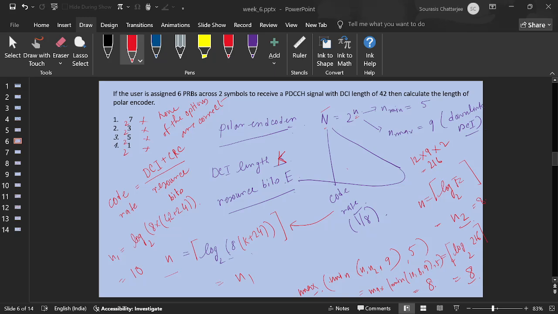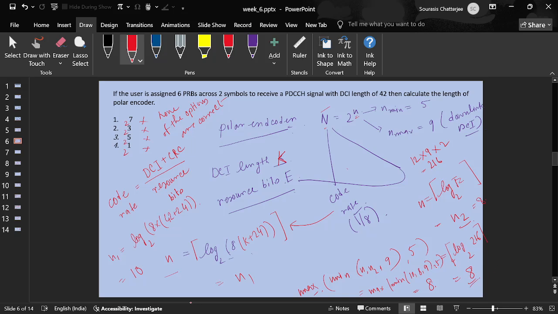So if we apply this formula, it's the min of n1, n2 and 9, and outside you have a max with n min, that is 5. If we put these values, n1 as 10 and n2 as 8, we get the entire output as 8 here. So it's 2 to the power 8, that is 256. Or if you talk about capital N, and small n, then the answer would be 8. So none of the options are actually correct here. I hope you understand the concept of n1 and n2.